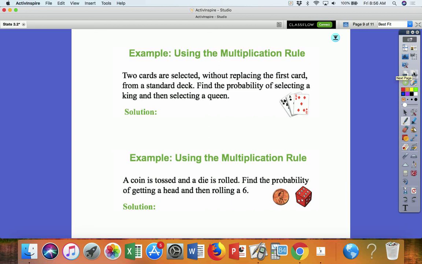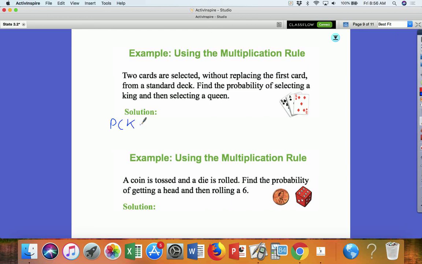Okay, so we're getting close here, right? Two cards are selected without replacing the first card from a standard deck. Find the probability of getting a king, and then selecting a queen. So write that down: probability of getting a king and then a queen.